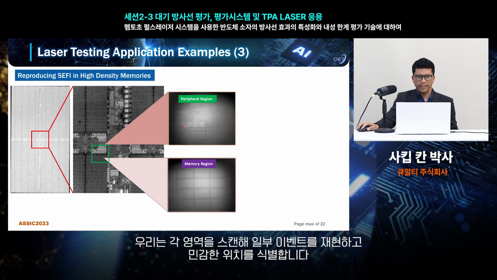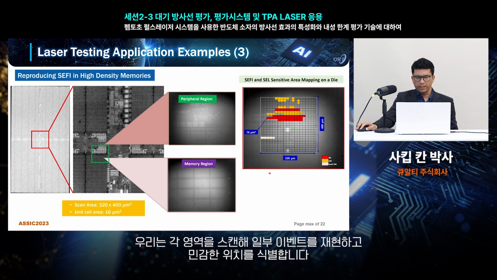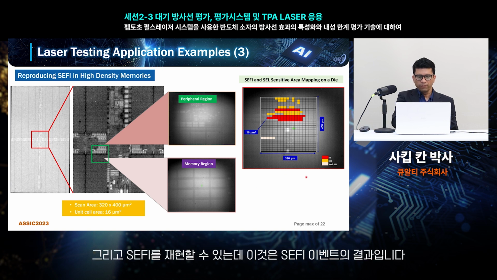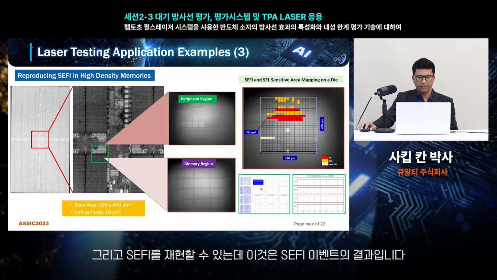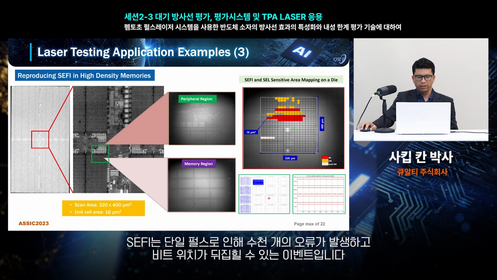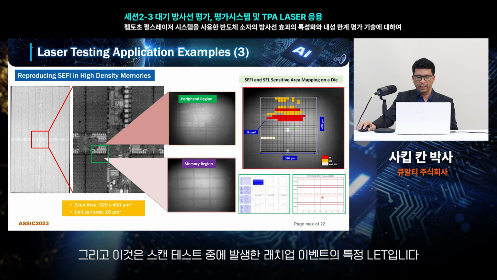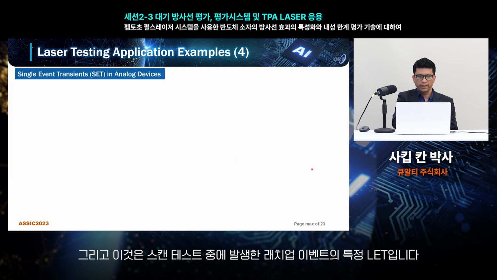So we performed the scanning on each of these areas to reproduce some of the events, as well as to identify the sensitive locations. And we're able to reproduce Cepheids. This is the result of Cepheid event. Cepheid is an event in which a single particle, a single pulse can cause thousands and thousands of error and bit locations to flip. And this is the signature of the latch-up event which occurred during the scan testing.